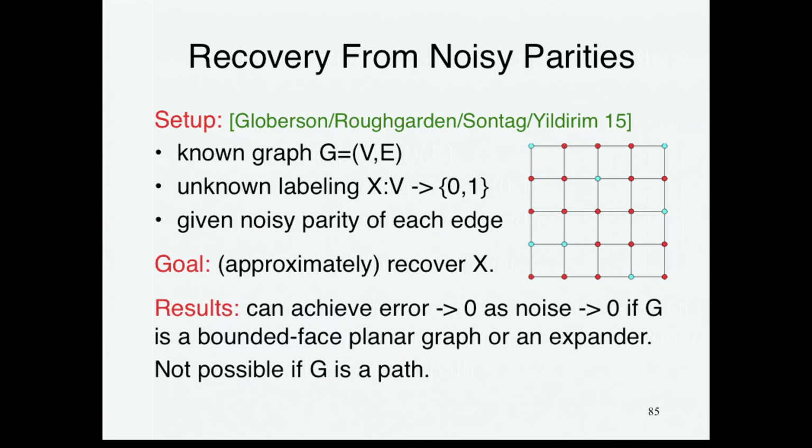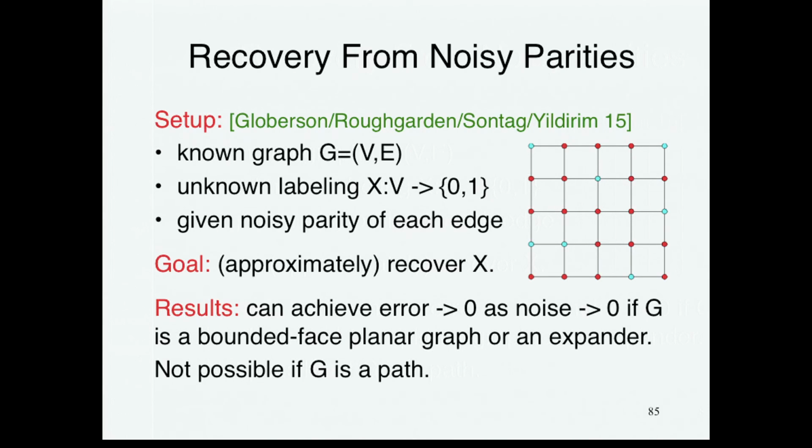So what we prove is we basically show you can do this in some graphs and you can't do it in some other graphs. For example, if the graph's an expander, we can show that you can always approximately recover the unknown binary labeling. Unfortunately, our algorithm is not computationally efficient. On the other hand, for planar graphs, specifically bounded face planar graphs, including the grid, which is what we were motivated by, you can do approximate recovery, and even computationally efficiently. As the noise goes to 0, there exists an algorithm, even polynomial time for the grid case, so that the classification error goes to 0 with the noise.